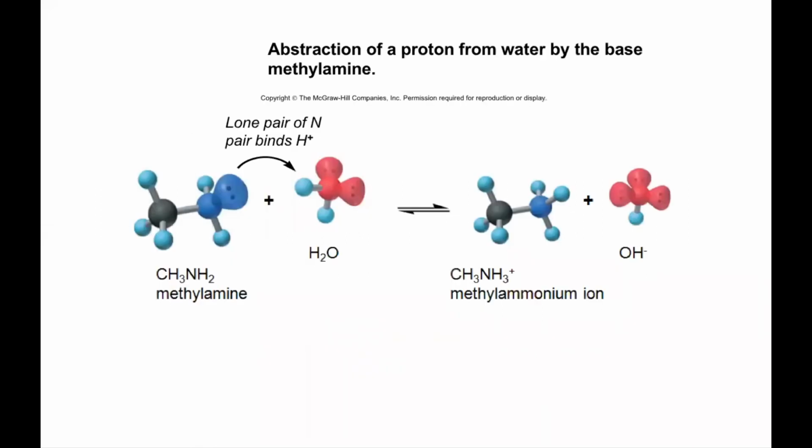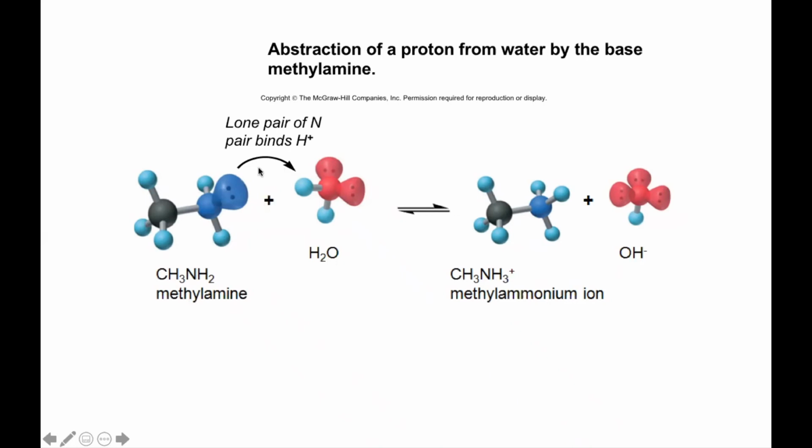So how does this work? Let's look at the abstraction of a proton from water by the base methylamine. Methylamine is given here. It's basically NH2 with a methane on it, so it's an ammonia with a methane in place of one of the hydrogens.